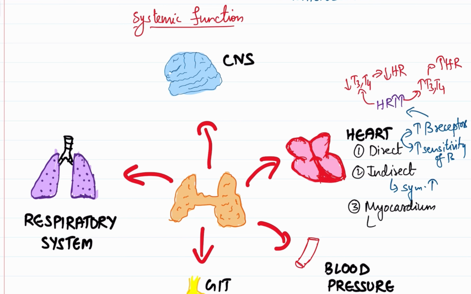And there is an additional function on the myocardial contractility. In the myocardium, the alpha MHC expression is induced, and as a result, the contractility of the myocardium is increased. So these are the functions which happen on the heart.